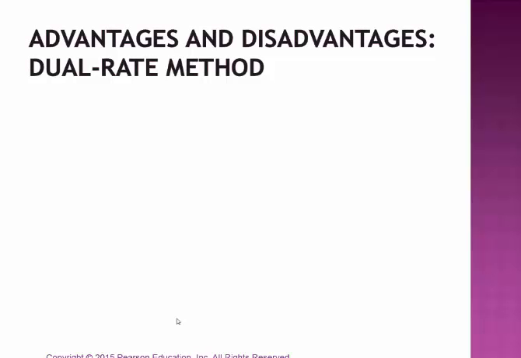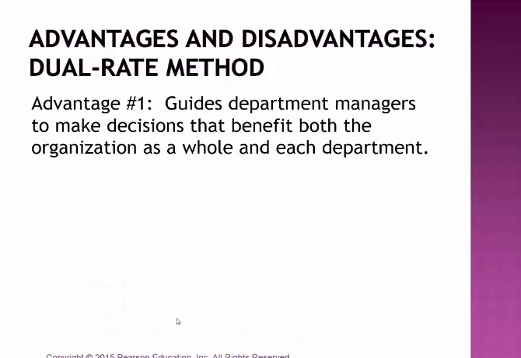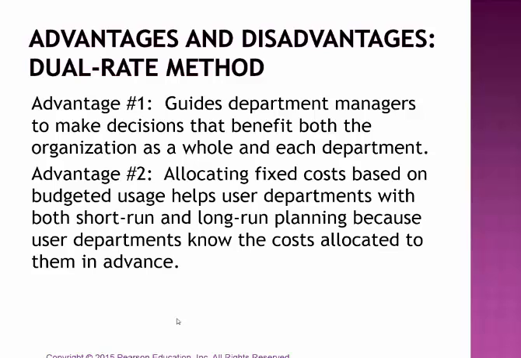Dual rate method has its advantages and disadvantages. Advantage number one, it guides the department managers to make decisions that benefit both the organization as a whole and each department. And it helps us in allocating fixed cost based on budgeted usage, which helps user departments with both short run and long run planning, because user departments know the costs that are going to be allocated to them in advance.